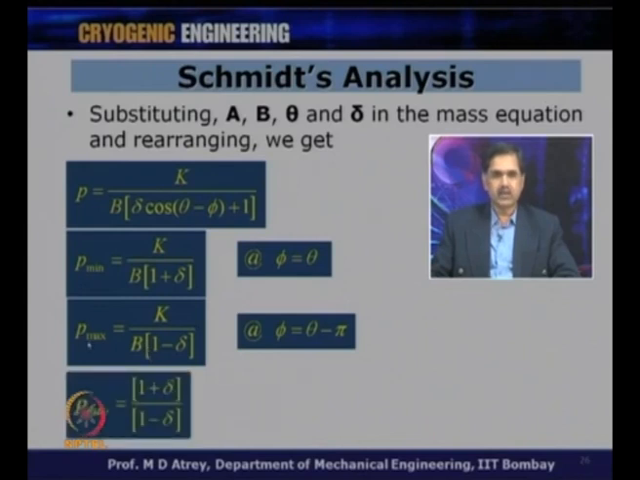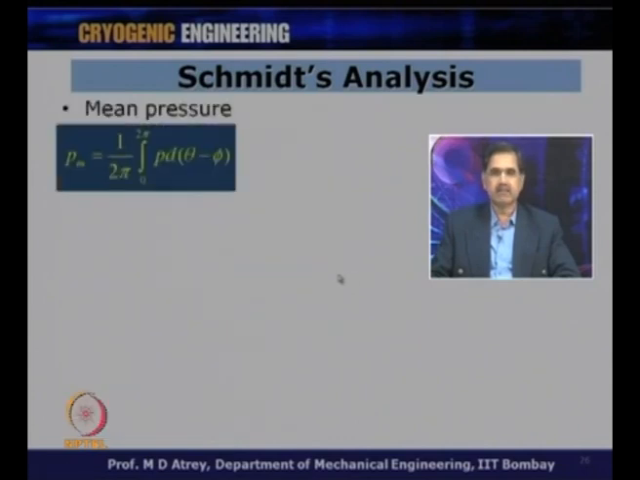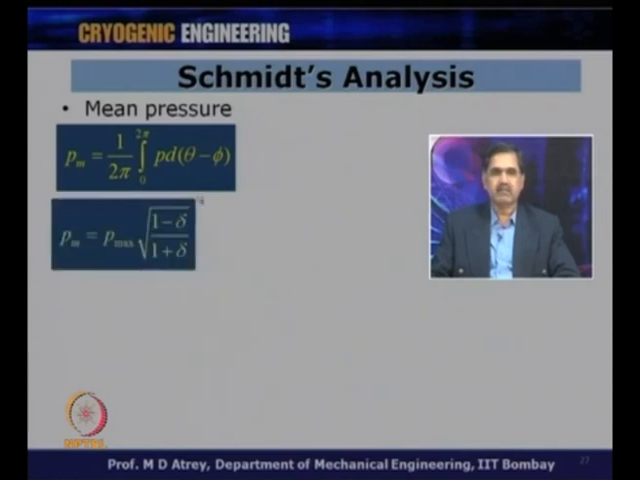So, the pressure ratio, P max upon P minimum, is nothing but 1 plus delta upon 1 minus delta. And what is delta? Delta was equal to A by B, where A and B have been defined earlier. This is a typical expression for pressure in Smith's analysis, and if I integrate it over the complete cycle, 0 to 2 pi, what I get is a mean pressure, which can be expressed as P max into the square root of 1 minus delta divided by 1 plus delta.